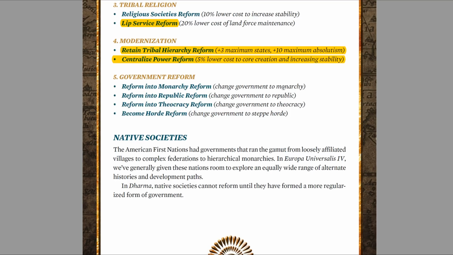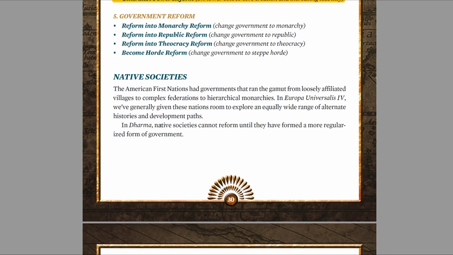Fifth reform, you can change your government to monarchy, republic, theocracy, or steppe horde. Native societies cannot reform until they have formed a more regularized form of government.